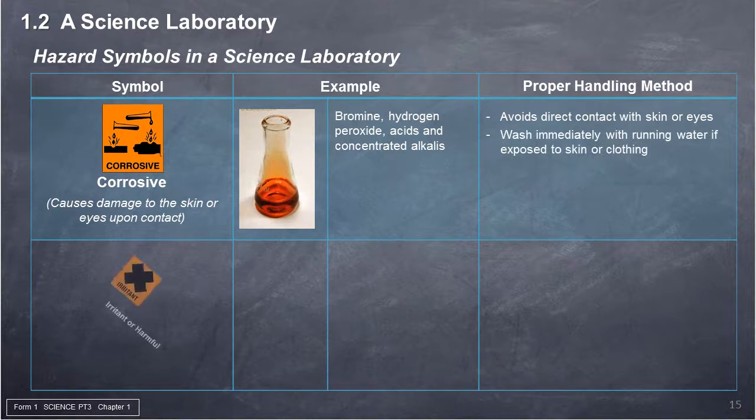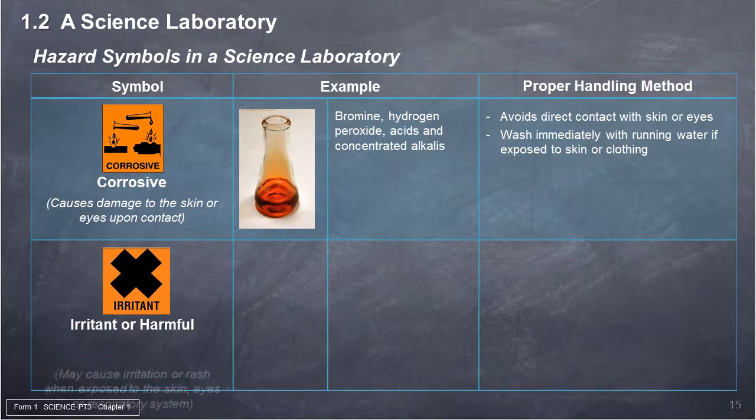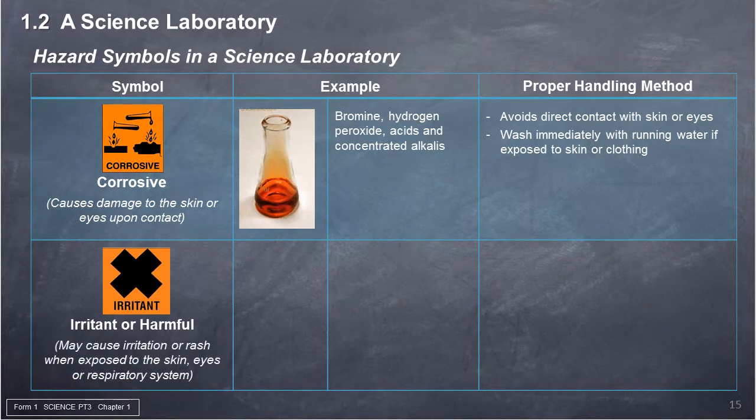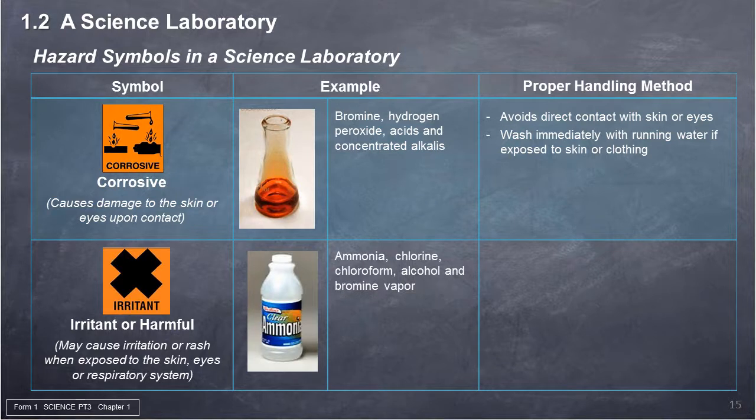Symbol. Irritant or harmful. May cause irritation or rash when exposed to the skin, eyes or respiratory system. Example. Ammonia, chlorine, chloroform, alcohol and bromine vapor. Proper handling method. Avoid inhalation. Use in a fume chamber according to the instruction given.